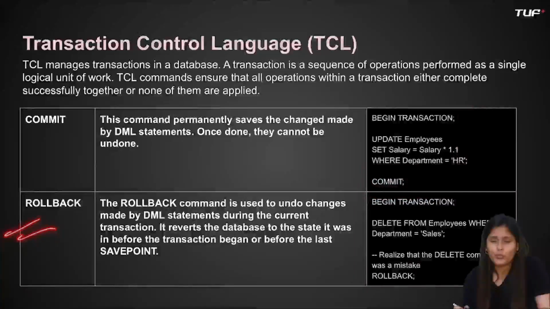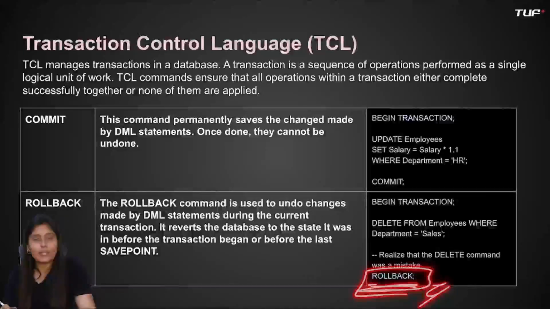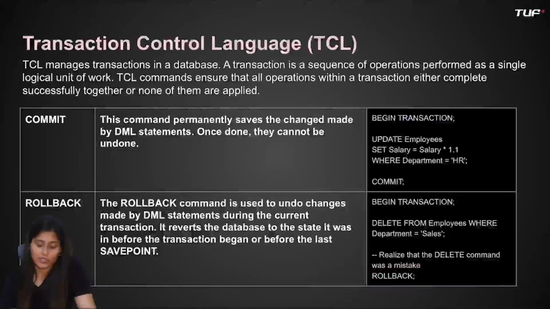Next is rollback. If you feel that something went wrong in between, the rollback command is used to undo changes made by DML statements, and during a concurrent transaction it reverts the database to the state it was in before, right? So let's suppose you are deleting something from the sales department. If you feel like you have deleted it by mistake, then you can use the rollback command after that, and it will go back to the previous version.